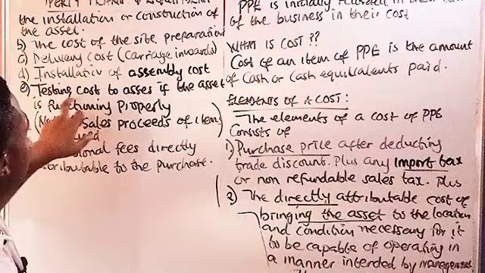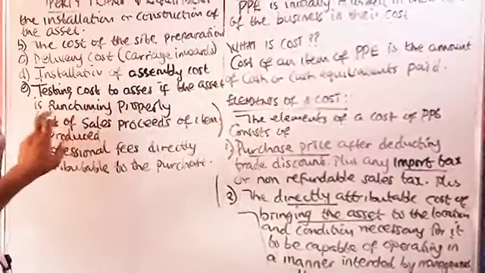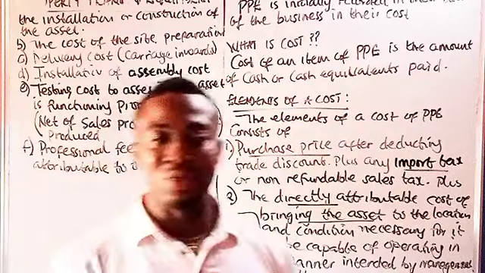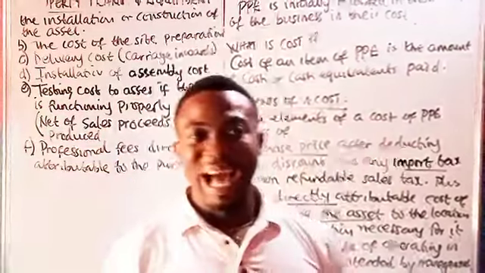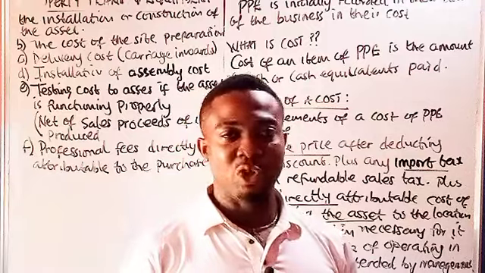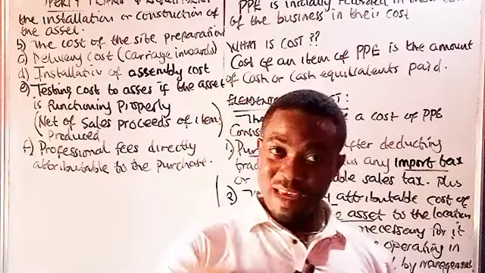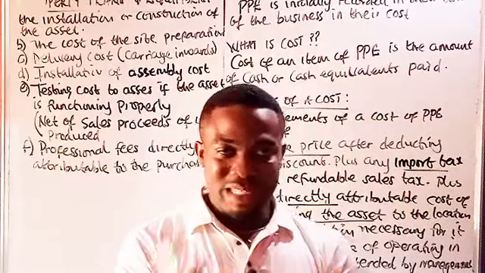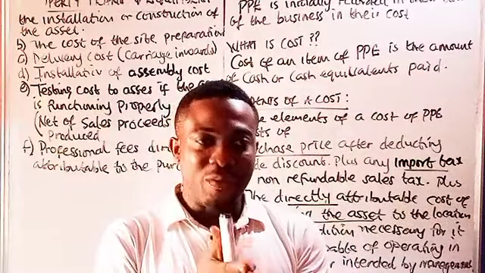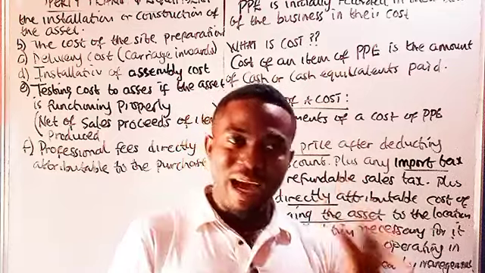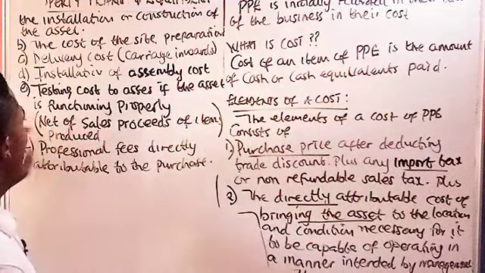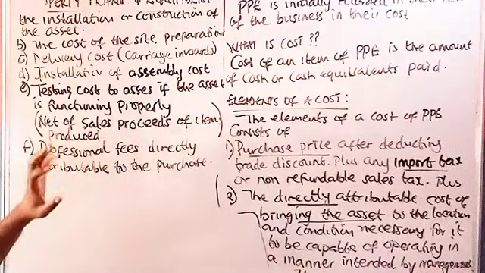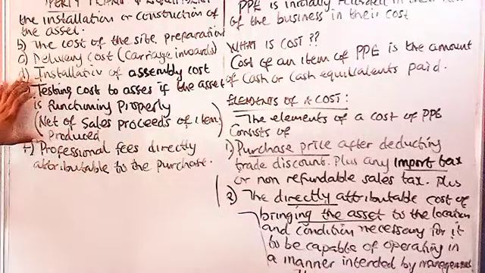Why the E is testing cost to assess if the asset is functioning properly. Now, most times you have to test it to ensure that it is functioning properly, and this might be done by a professional. So definitely we have to pay the person, and paying the person is because of that item, so it means that we should add the fund that was incurred there to it. And we said this is always net of sales proceeds of items produced. Okay, please take note of that.